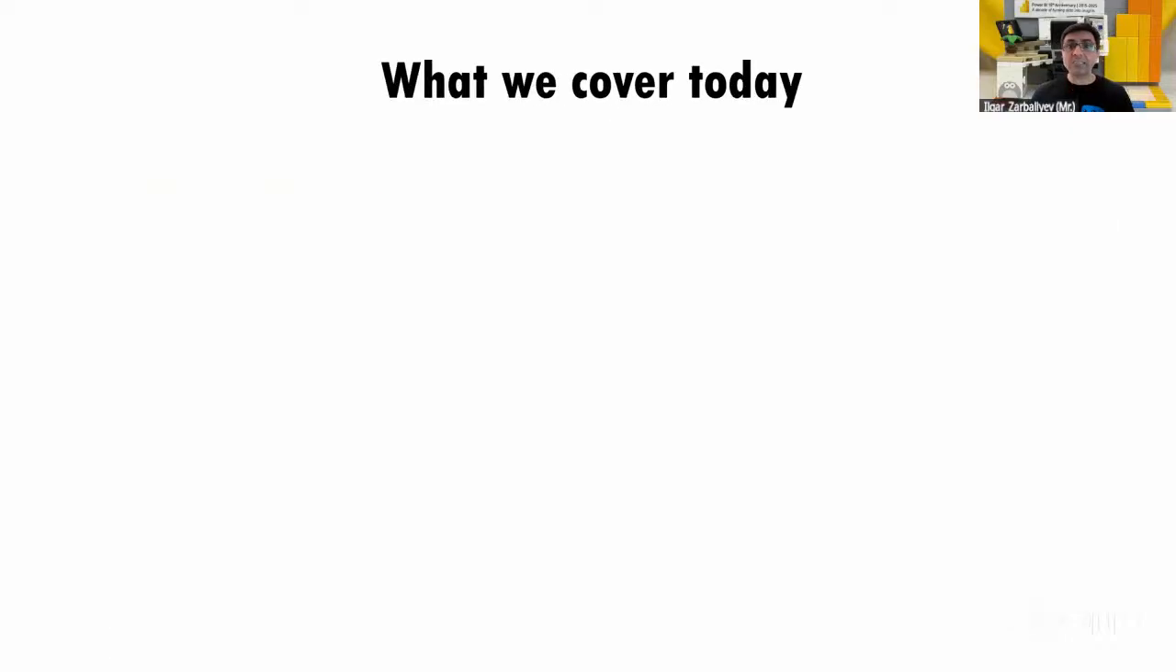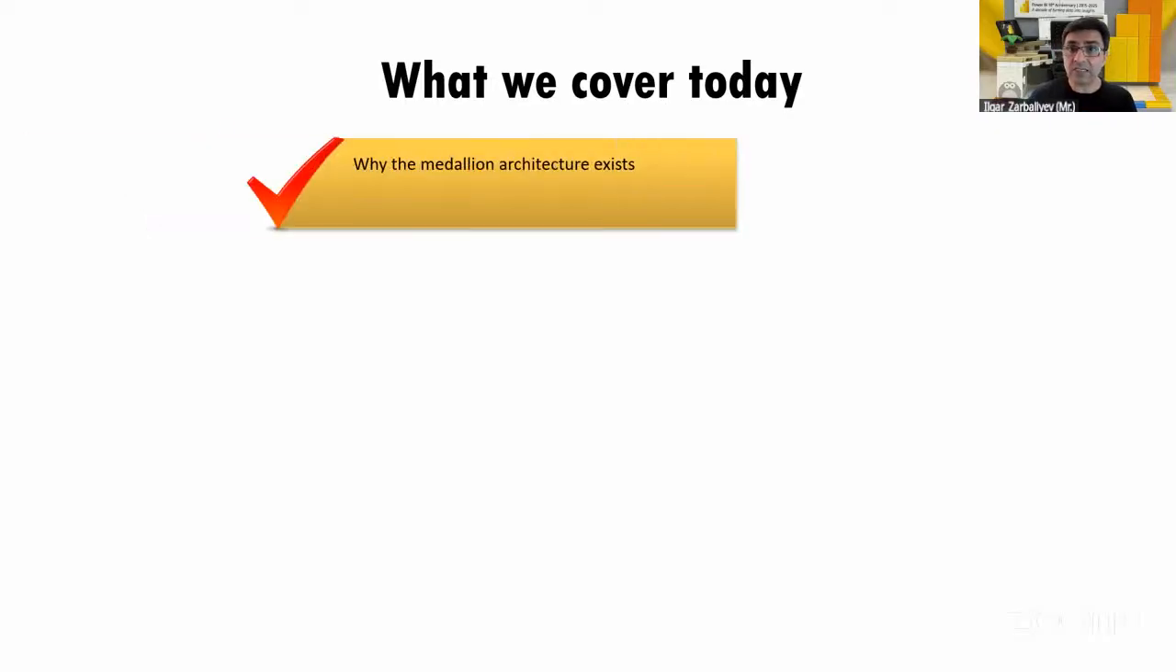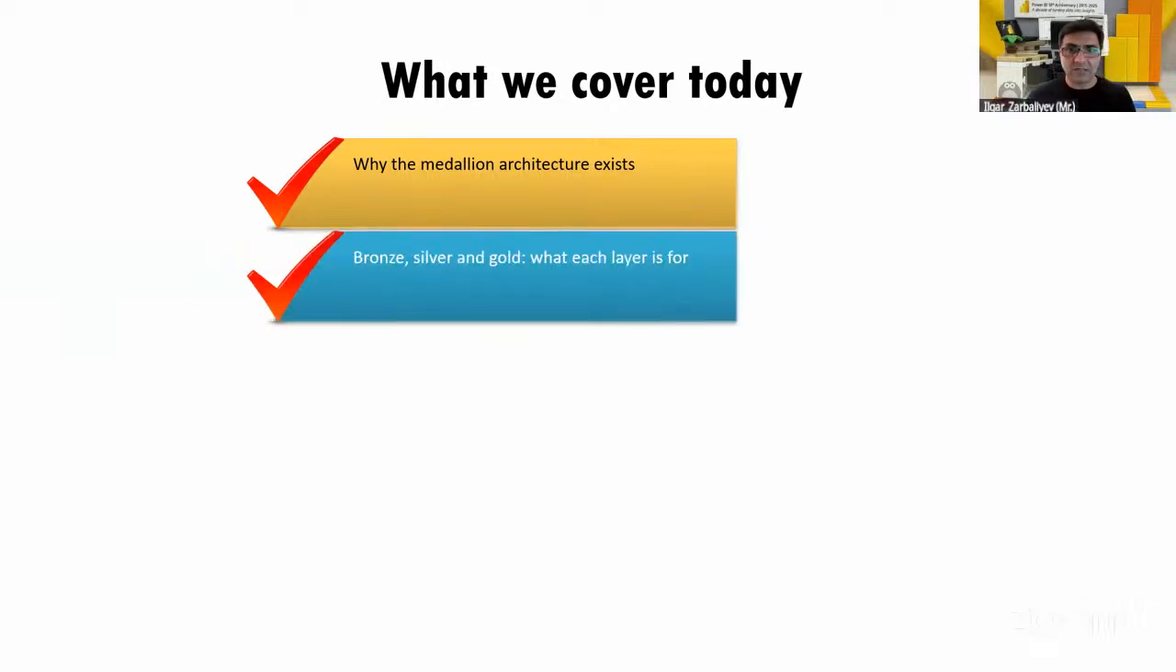Okay, so here is our route for today. We start with why this pattern exists at all, because the medallion architecture solves a specific problem and it's worth naming that problem first. Then we go through the three layers: bronze, silver, and gold, and what each one is for.